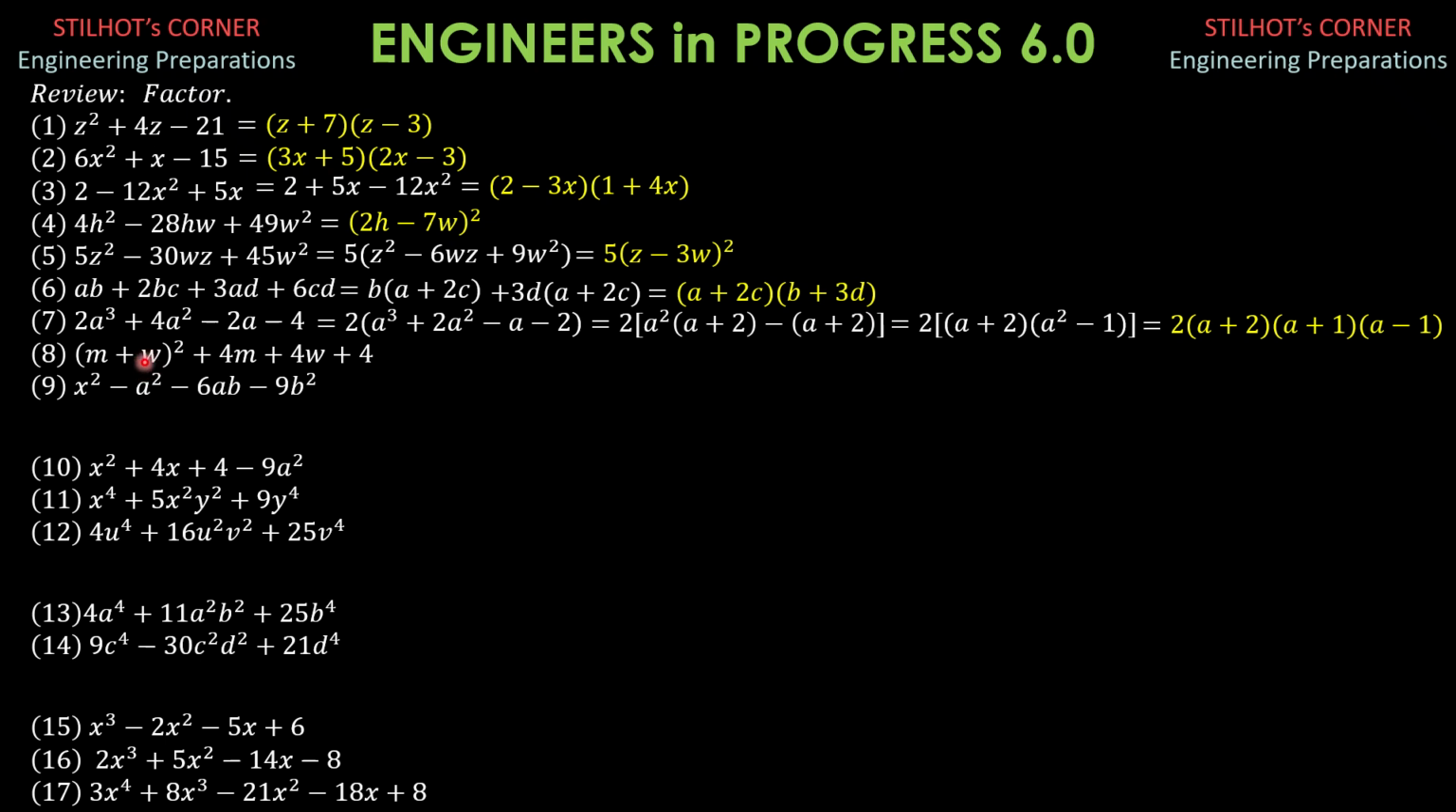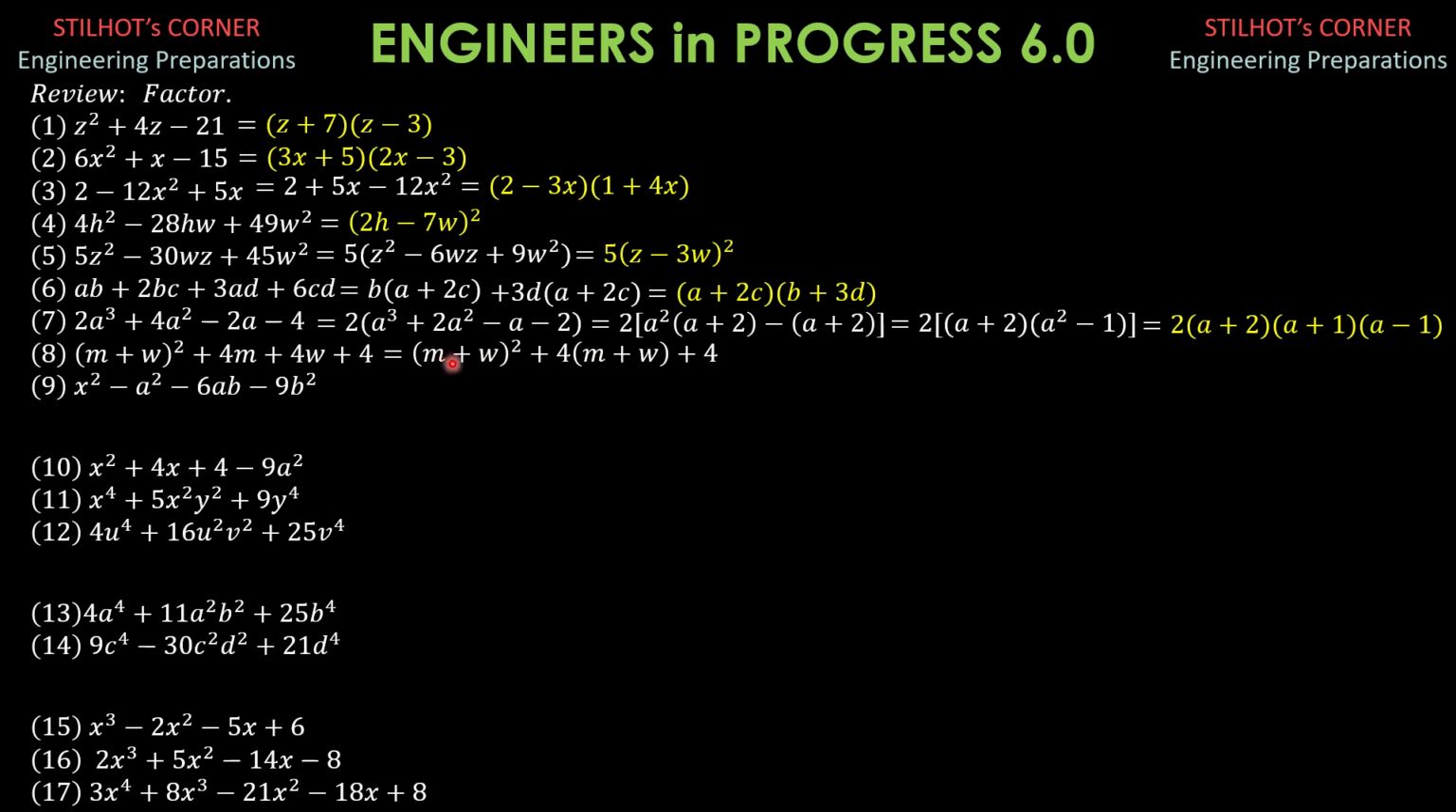So we write this next problem as quantity m plus w squared, perfect square. 4 is a perfect square. And for the middle two terms, let's factor out 4. So quantity m plus w squared plus 4 times quantity m plus w plus 4. So notice that this is just one quantity, m plus w.